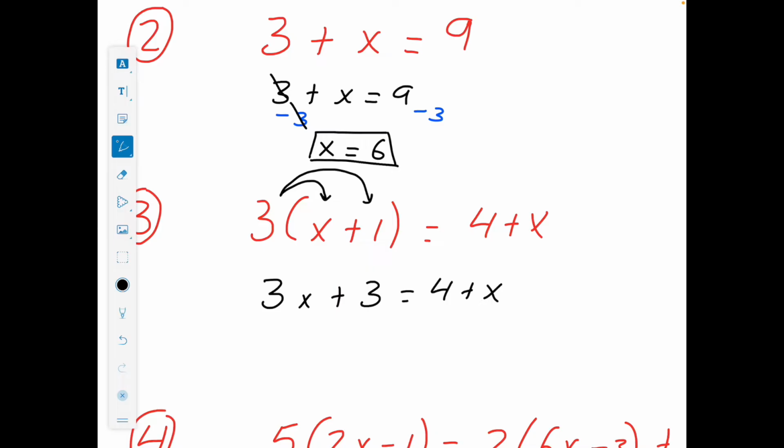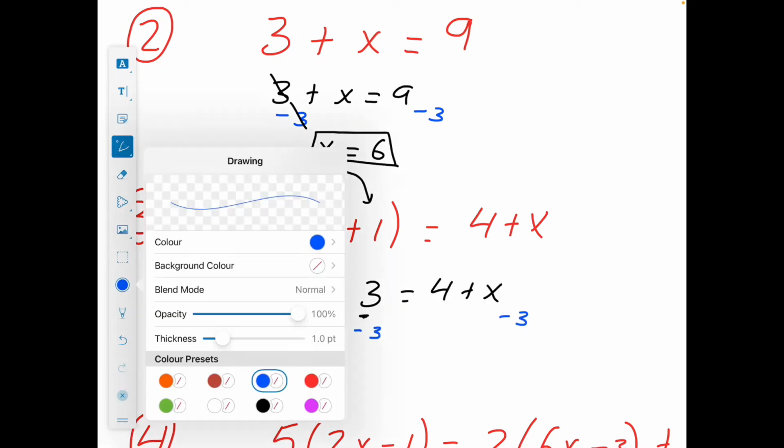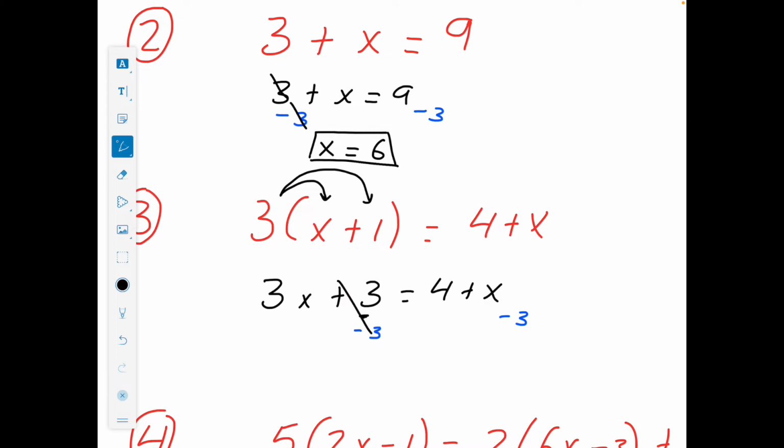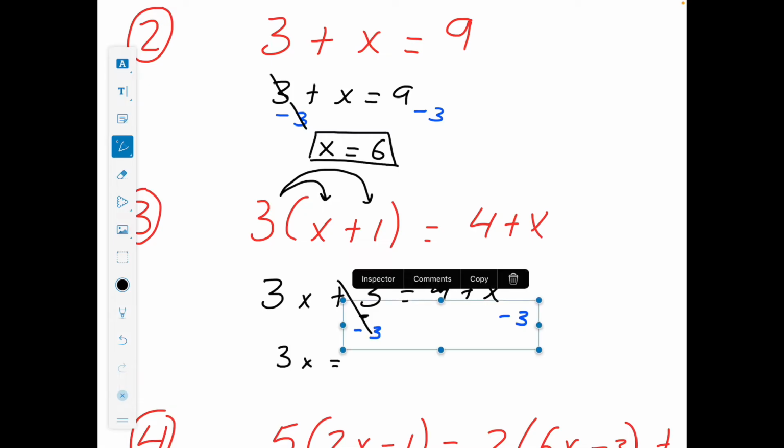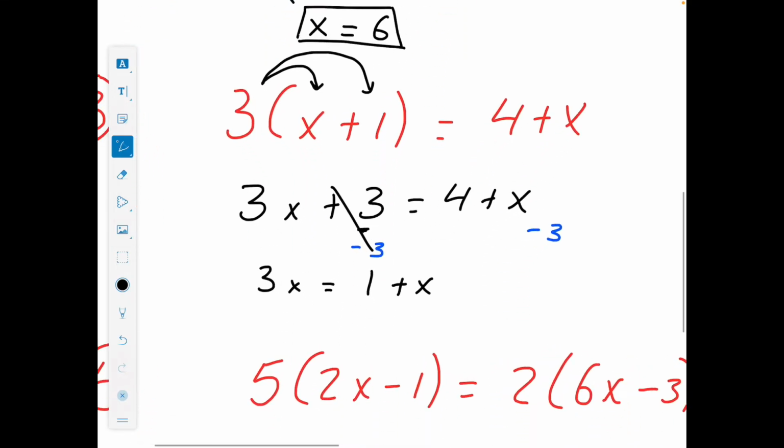Now, when I see this, again, I want all my x's on one side and all my numbers on the other side. So I'm going to do this step by step. I'm going to decide that I want my x's on the left-hand side. So this 3 here is a problem. How do I get rid of that 3? I subtract 3 from both sides. So 3 minus 3 will cancel out, and we'll be left with 3x is equal to 4 minus 3. So 4 minus 3 will give me 1 plus x. Now again, I still have a problem because I don't want any x's at this side. I need to get rid of that x. So to get rid of that x, we're going to subtract x, and we'll do the same thing to the other side.